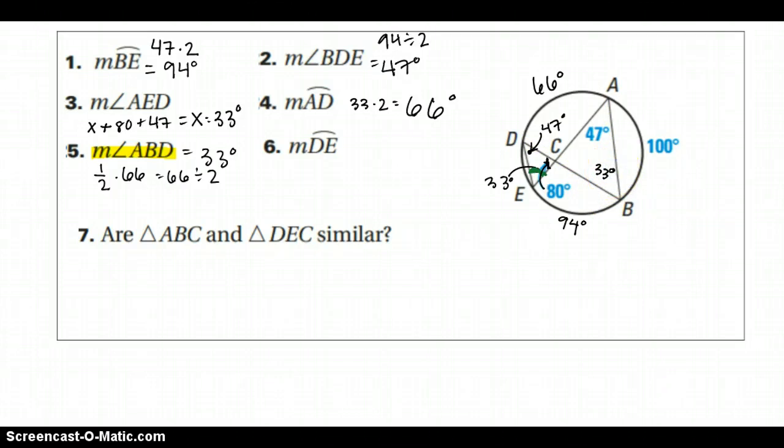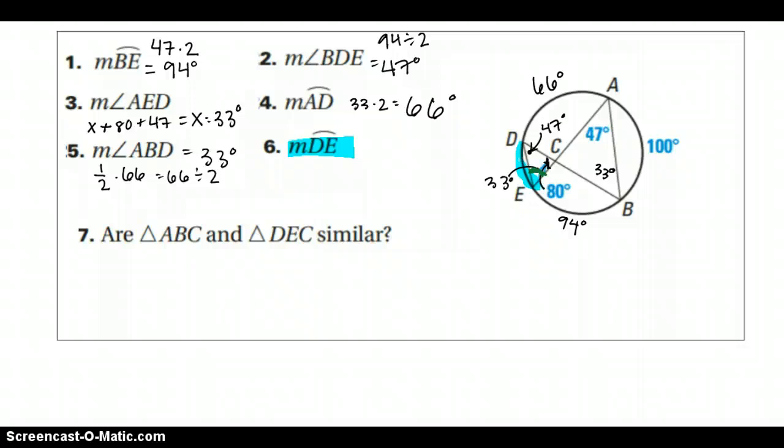All right, number 6. Our last one here, we're finding the measure of arc DE, which is this arc right here. Now, we don't have an inscribed angle. Look at this angle here going from the endpoints of E and D. They meet up, but they don't meet up on the circle. So since the vertex isn't on the circle, that is not an inscribed angle. So how are we going to find the measure of this arc?